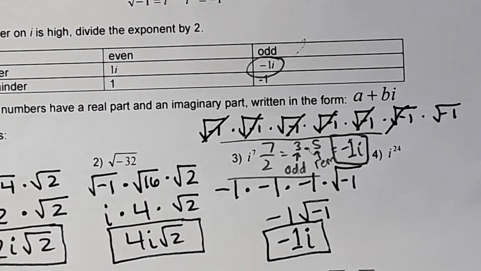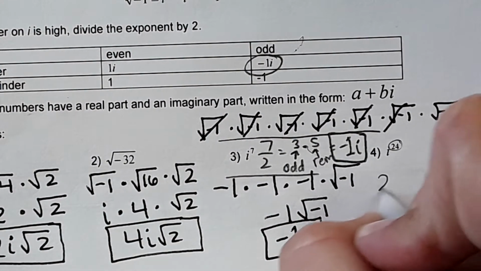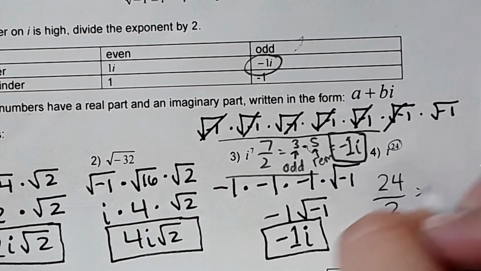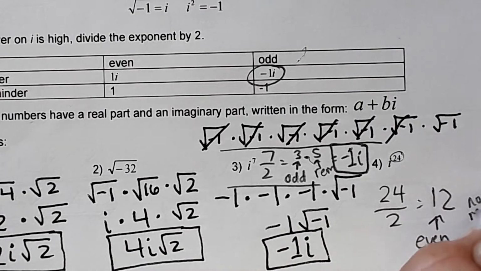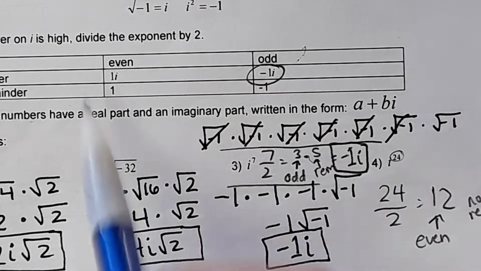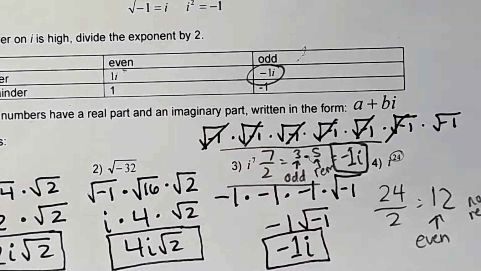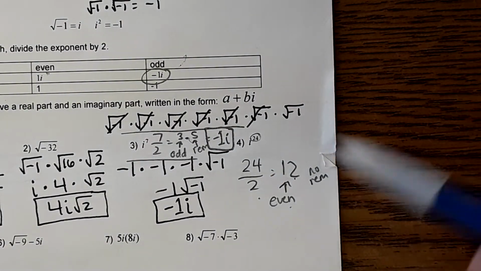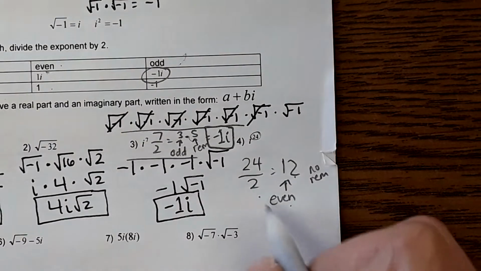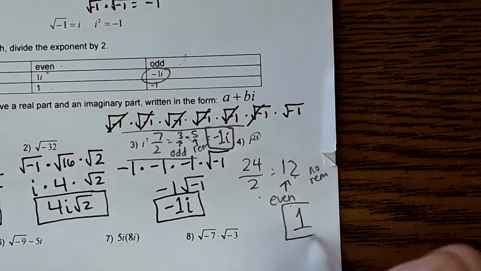Okay, and then for 4, we're not going to write everything out. We're going to use the chart. So we need to take this exponent, divide it by 2. We get 12, which is an even number, and there's no remainder. So again, 24 divided by 2 is 12. It's even, no remainder. So even, no remainder, the answer is just 1.